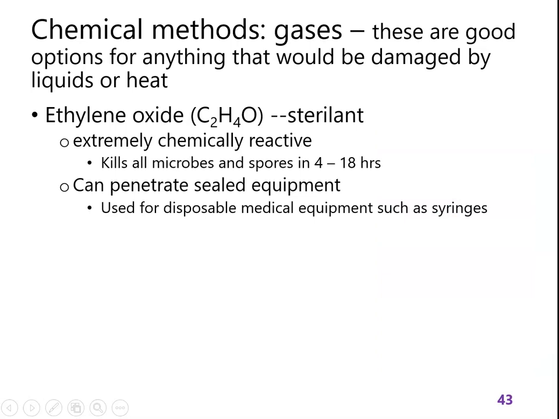Gases are also a thing we think about. A lot of times if you buy something like surgical disposable things like medical gauze, it might have been disinfected by a gas. We wouldn't want something that needs to be like a dry absorbent material to be disinfected using a liquid, right? So we'd use a gas.